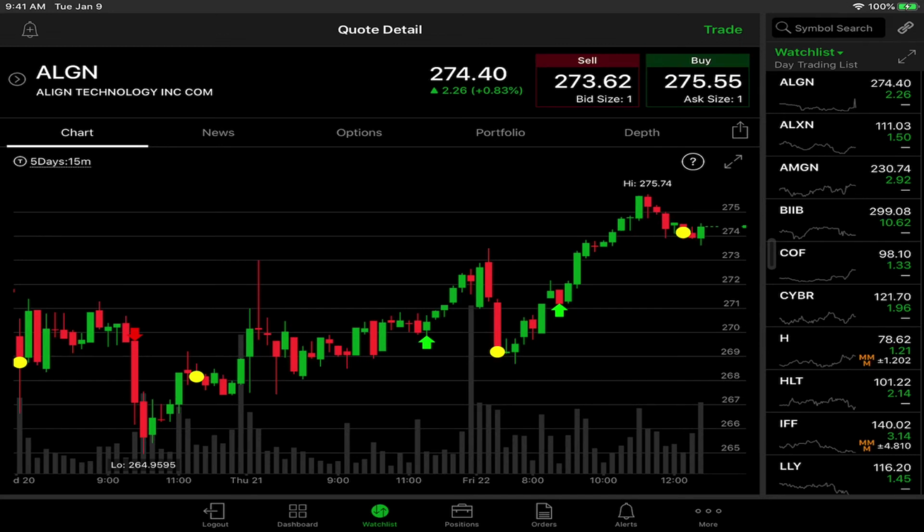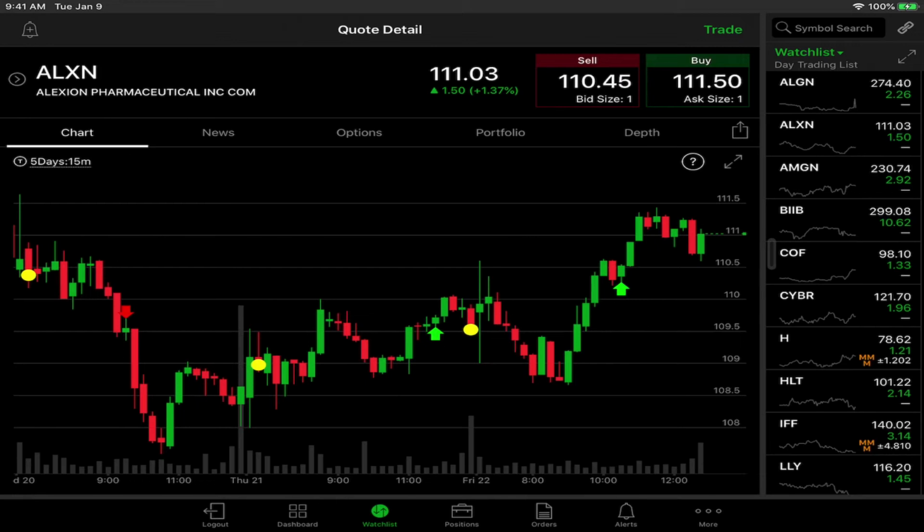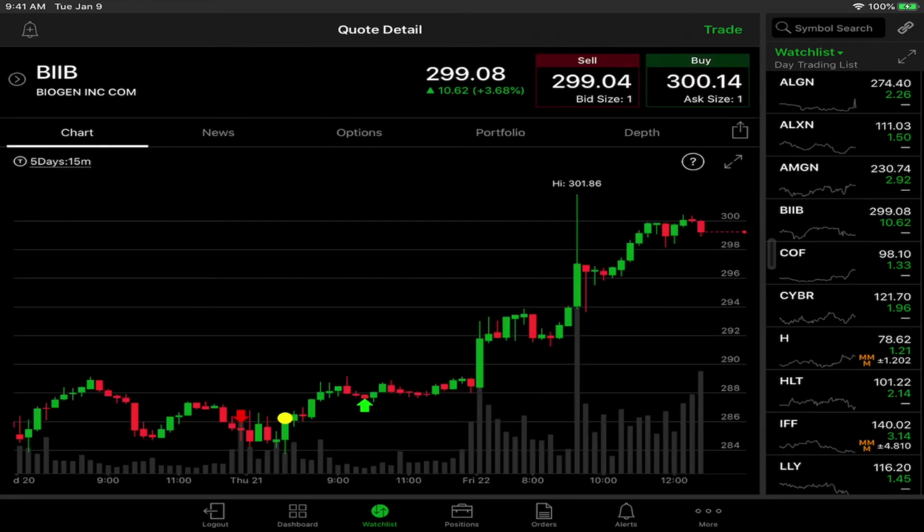So there's another good entry, and this is just for a day trade, 271 to 274 on Align Technology. Now Alexion, which is also in the pharmaceutical sector, we got an entry a little bit late though, but the trade is still going. Biogen is another good example, and this is another trade that I ended up taking.